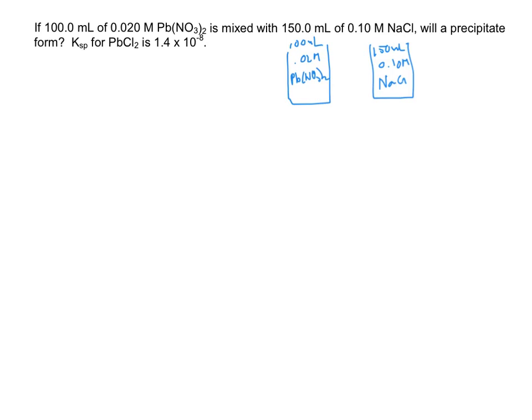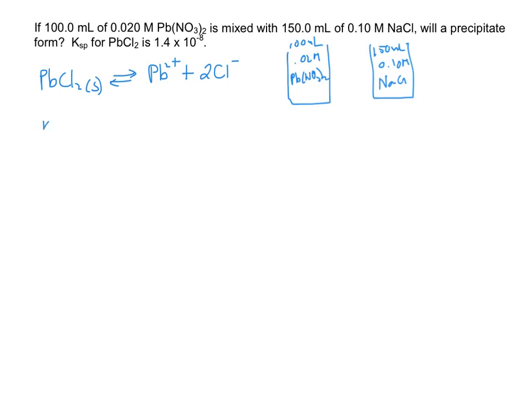So the KSP is for a salt, an ionic salt, dissociating. So let's write down that process. So PbCl2 solid dissociates into Pb2 plus ions and 2Cl minus ions.